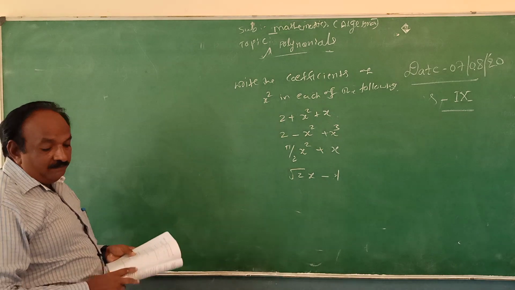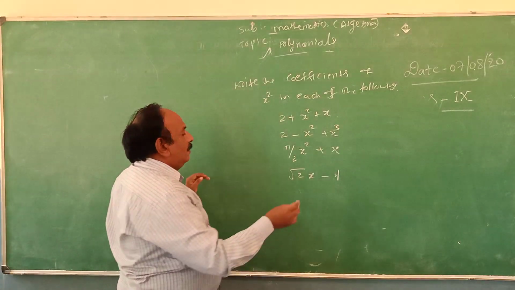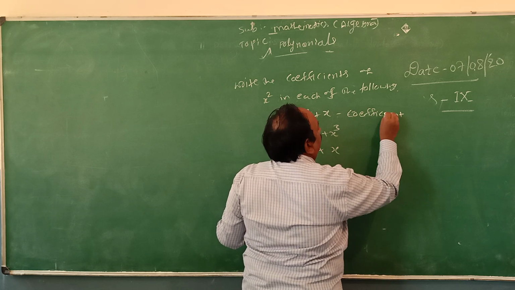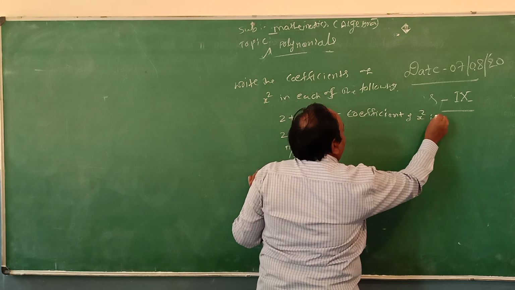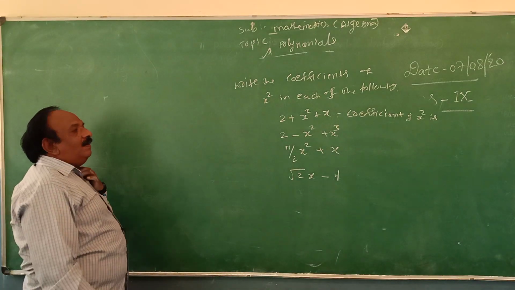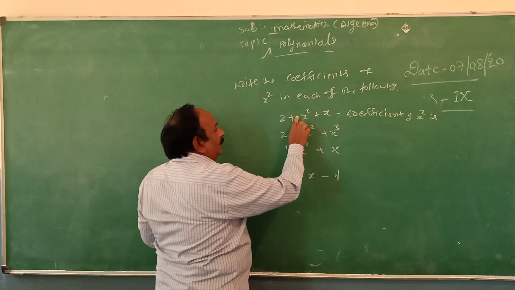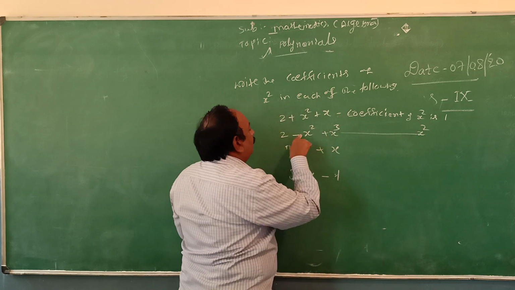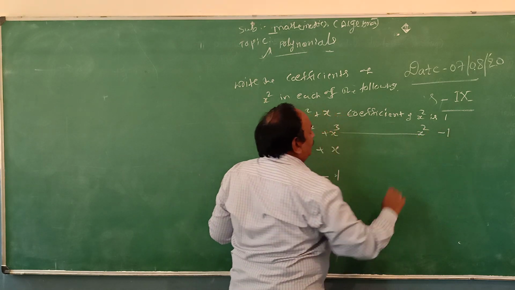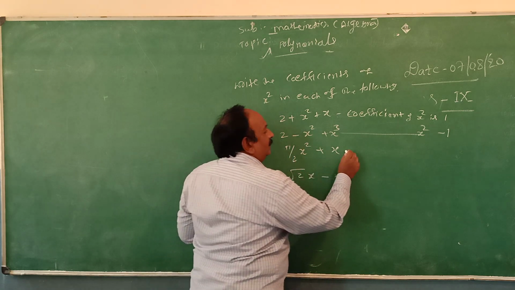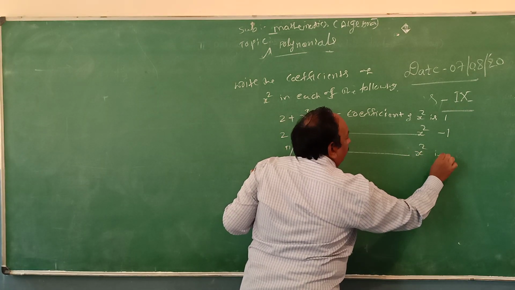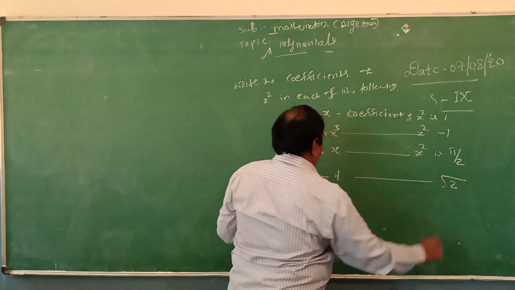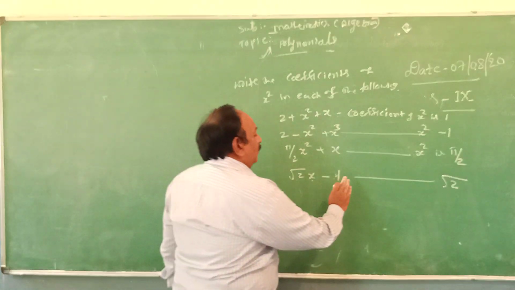Write the coefficient of x square in each of the following. What is the coefficient of x square? Here there is no number, we treat it as 1. What is the coefficient of x square? No number, but it is minus, so it is minus 1. What is the coefficient of x square? It is pi by 2. What is the coefficient of x? That is root 2.